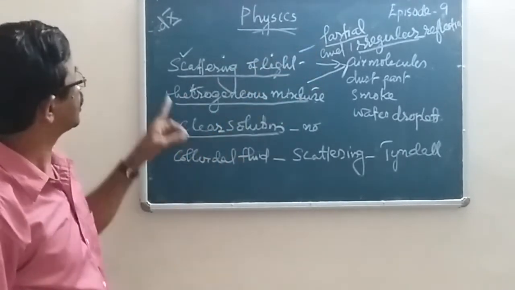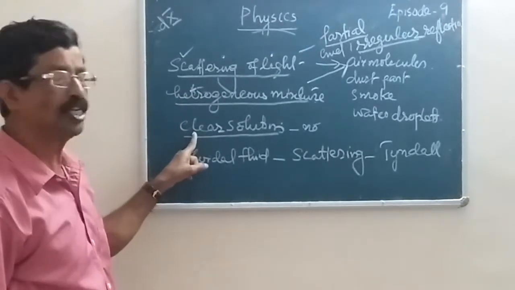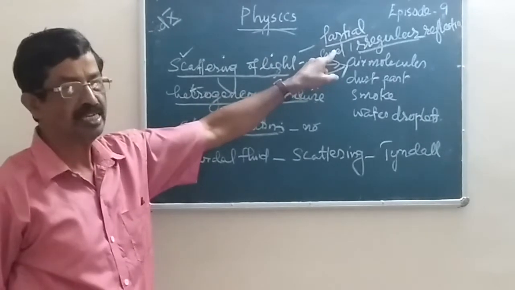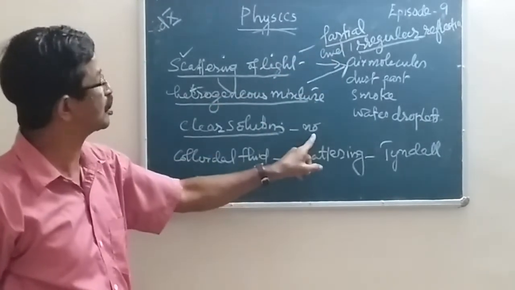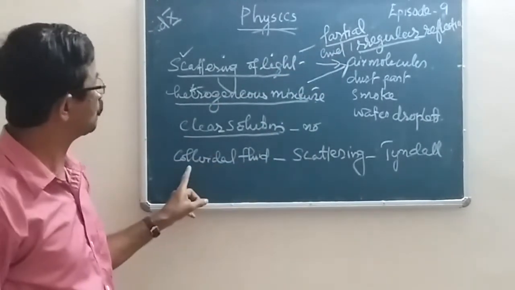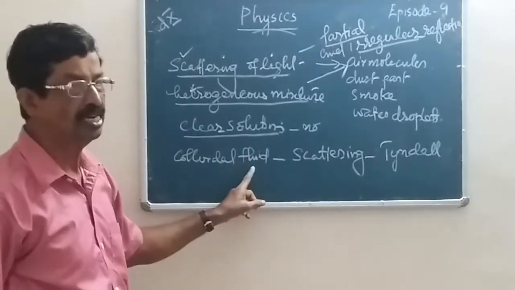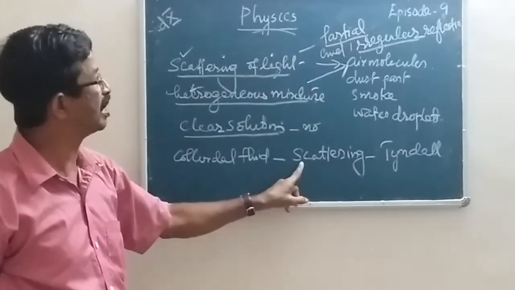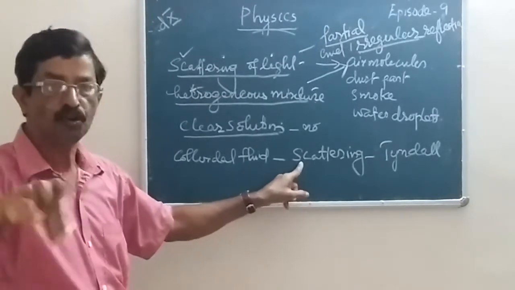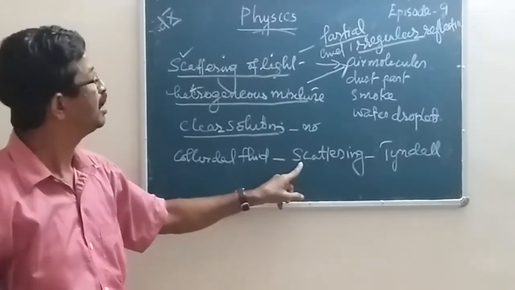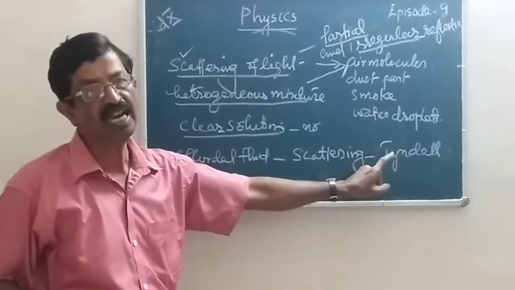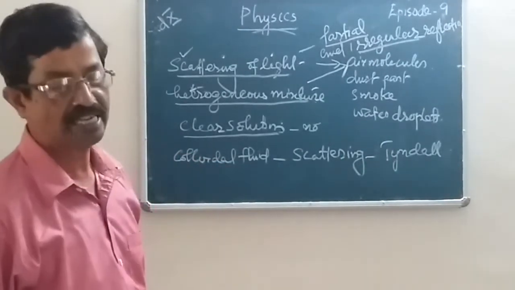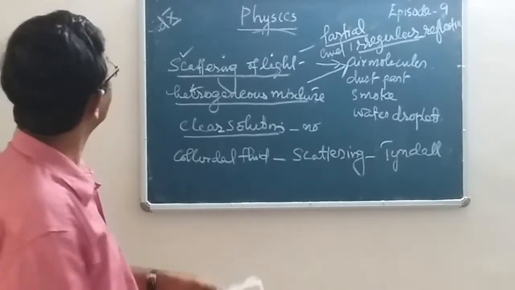If light passes through a clear solution, does this partial and irregular reflection happen there? No, it does not happen. But if it passes through a colloidal fluid, this partial and irregular reflection, called scattering, happens. So we can see the path of light, and it is called the Tyndall effect.